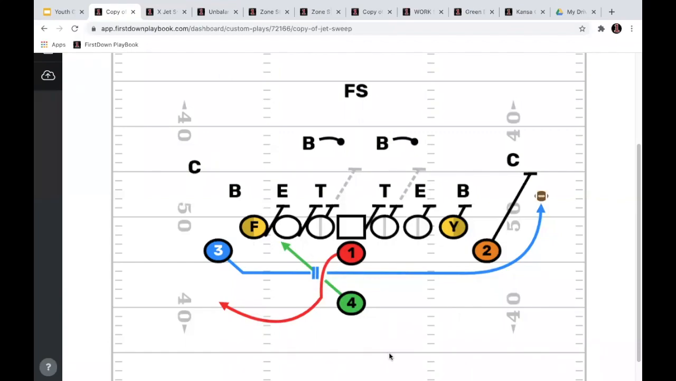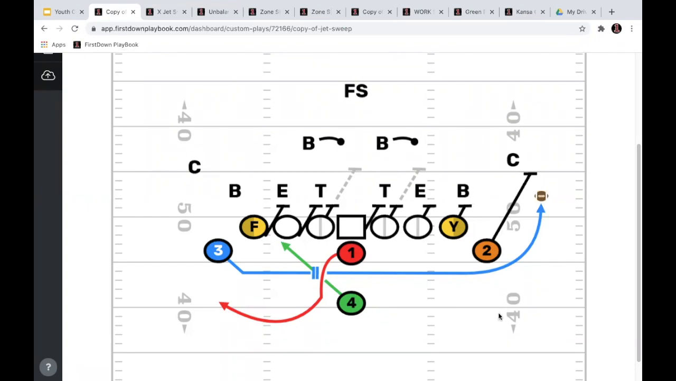But now I'm not telling you that you can't run a jet sweep. There's just different versions of it, and I've got 4 or 5 different versions. But what I've started with right here is just a good old-fashioned double wing, quarterback underneath the center, to where pretty much any age group could run this. And this is a jet sweep you're looking at.